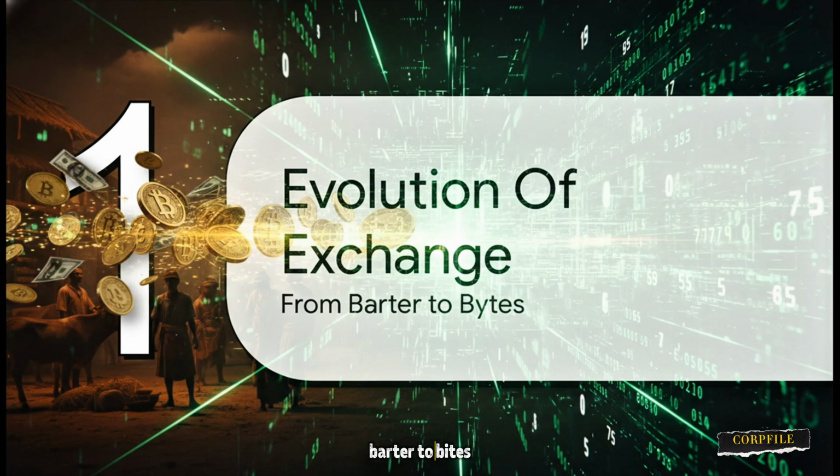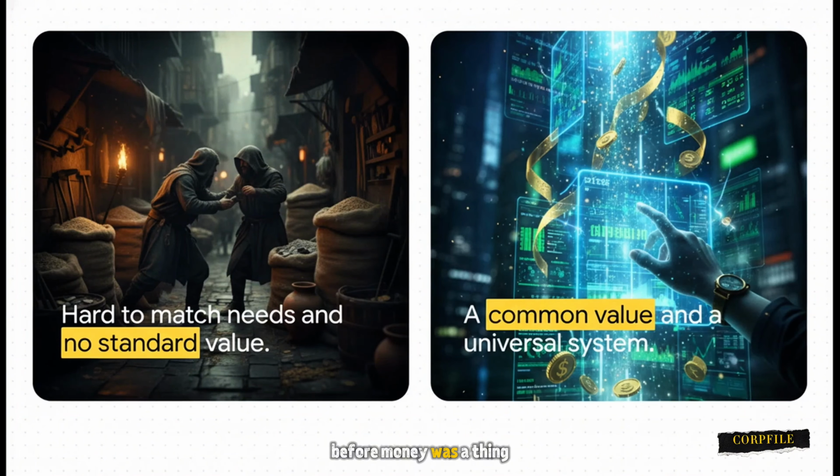From barter to bytes. Before money was a thing, human beings relied entirely on the barter system. But barter was incredibly clumsy, and it had some crippling problems. It was so hard to match needs. Imagine you had grain, but what you really needed were tools. You had to go find someone with the exact opposite problem. Plus, there was absolutely no standard measure of value. Money elegantly solved this whole headache. It introduced a common value, a universal system that everyone could finally agree on.